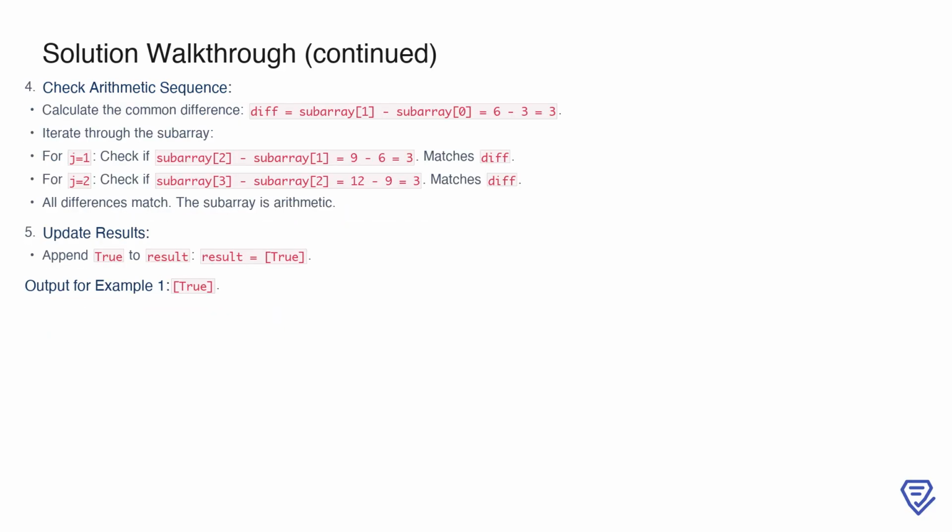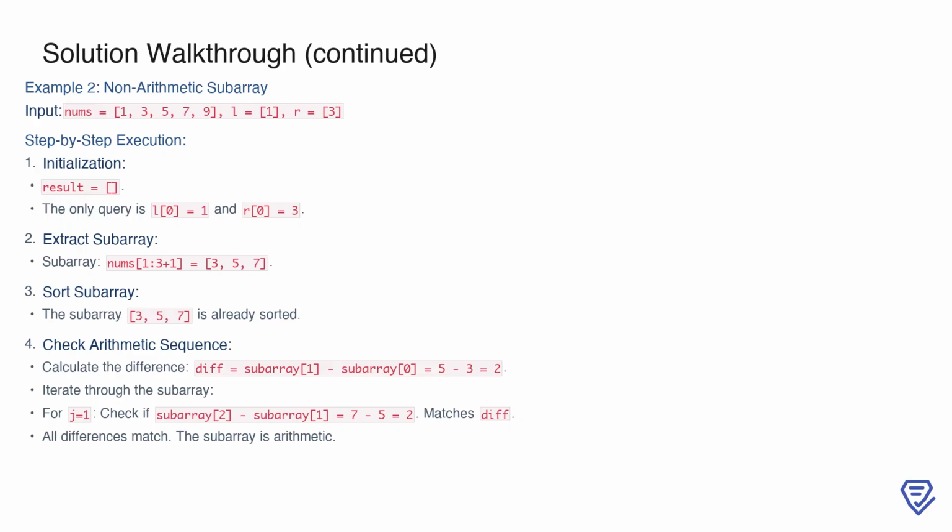Next, we need to determine whether the extracted subarray forms an arithmetic sequence. First, we calculate the common difference, which is the difference between the first 2 elements, 6 - 3 equals 3. Then, we iterate through the subarray to verify if this difference holds between consecutive elements. For j equals 1, the difference 9 - 6 matches the common difference of 3. Similarly, for j equals 2, the difference 12 - 9 also matches. Since all differences are consistent, we confirm that the subarray is arithmetic. Therefore, we append true to the result list, making it [true]. The output for this query is true.